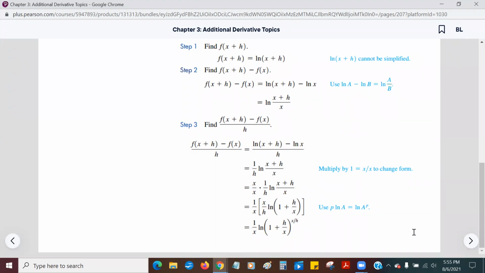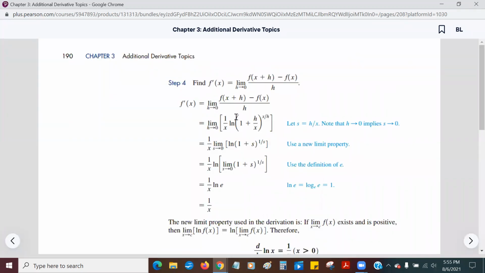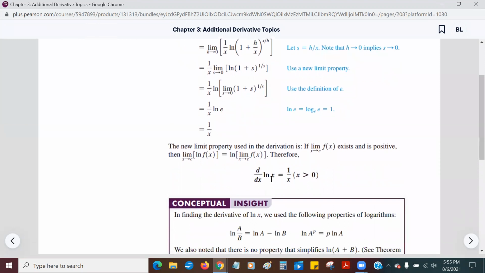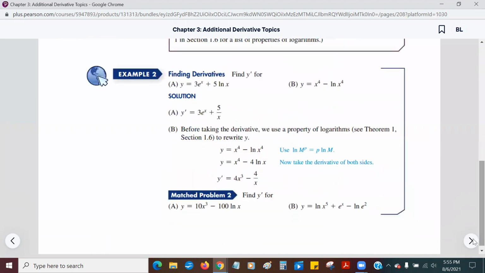Because now when we take the limit, which is what we're going to do the next step, the limit of this sucker here is just e, because that was how we defined e, and ln e is just 1. So the final answer is just 1 over x, which means the derivative of ln x is 1 over x. That's pretty cool and awesome. The derivative of ln x is 1 over x, which is, again, very cool and very amazing.